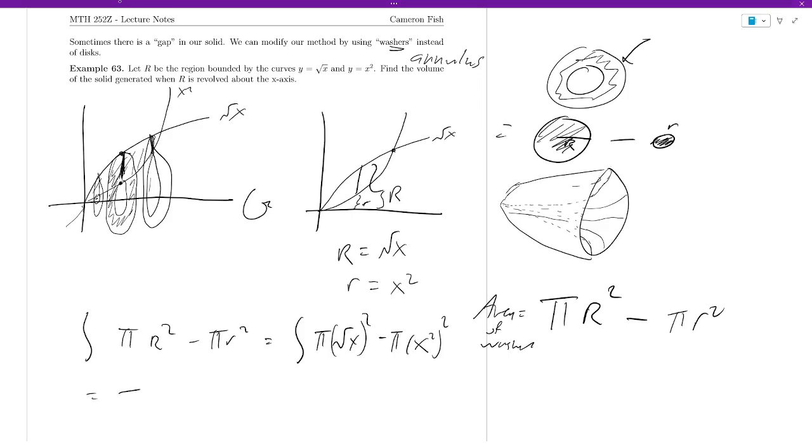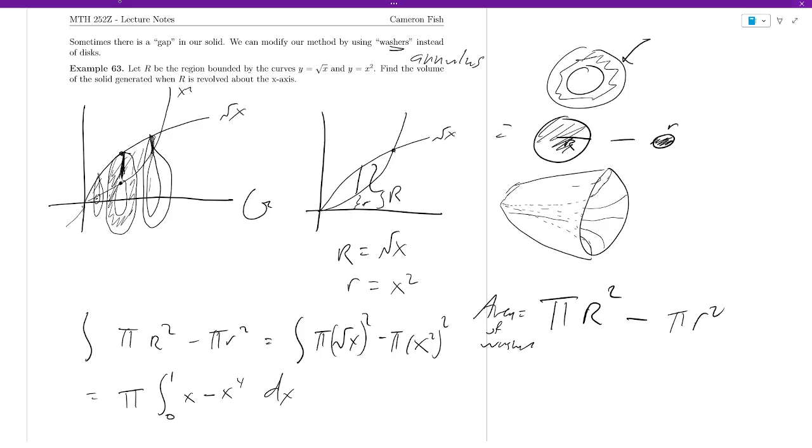It's really common. You'll see people pull the pi out because there's a pi in each part, right? So I can pull pi out, and if I do these powers, I'm going to get x minus x to the 4. Our bounds here are going to be 0 and 1. You can check that with some algebra. Just set these equal, right? Okay, so that's an integral that you can do.